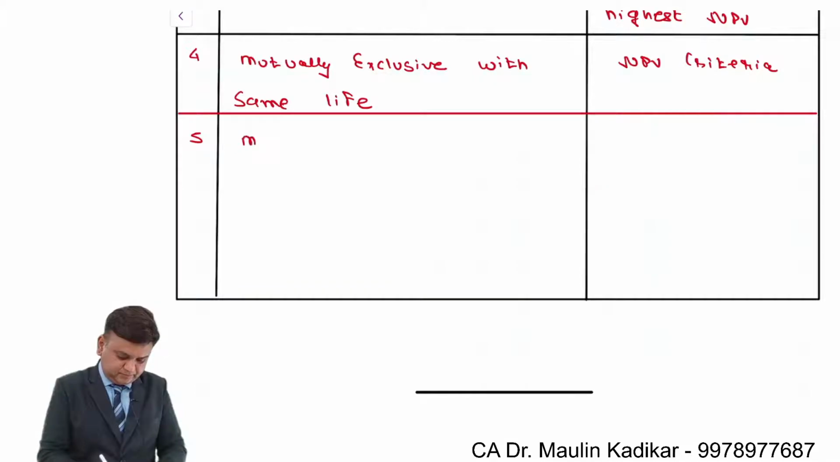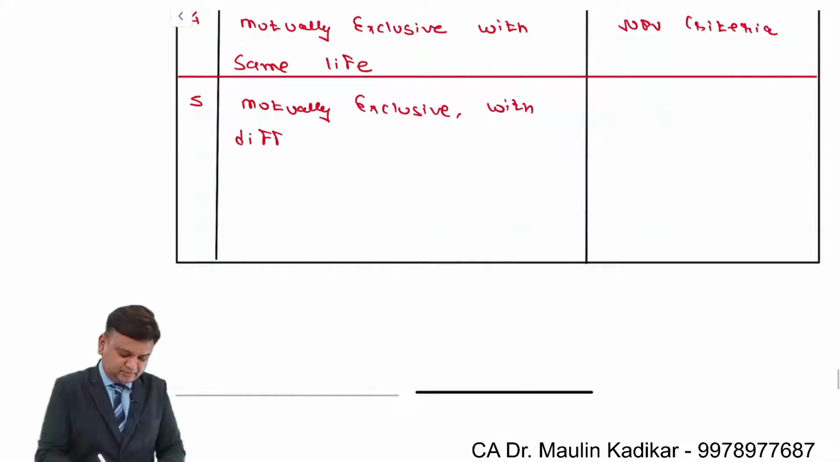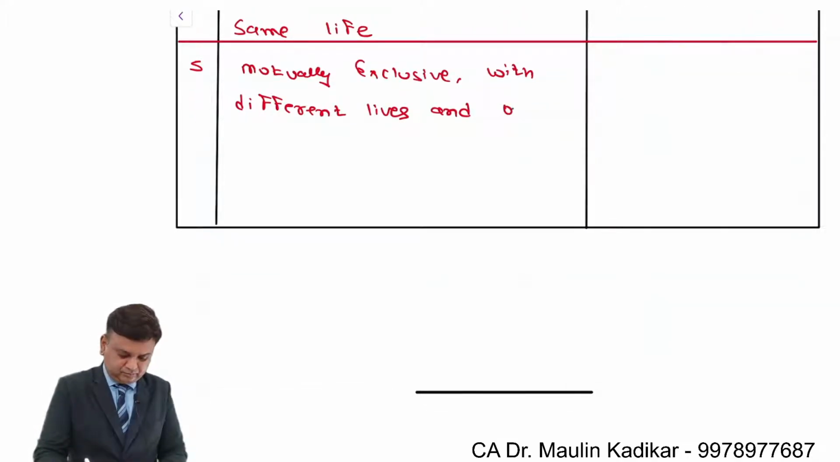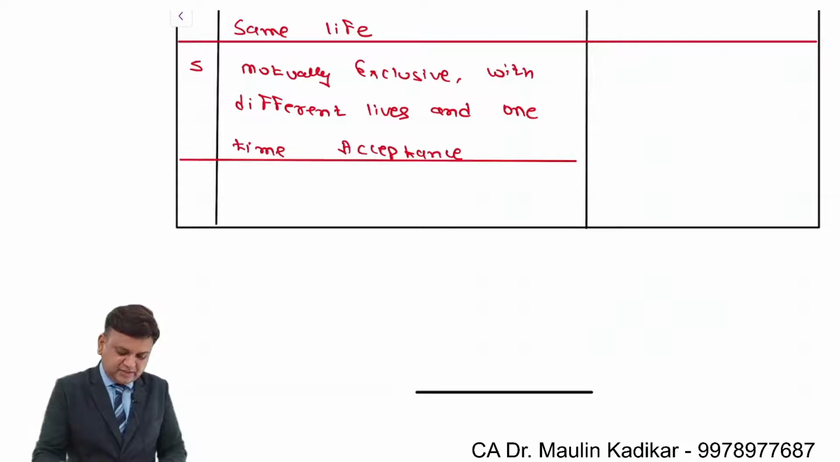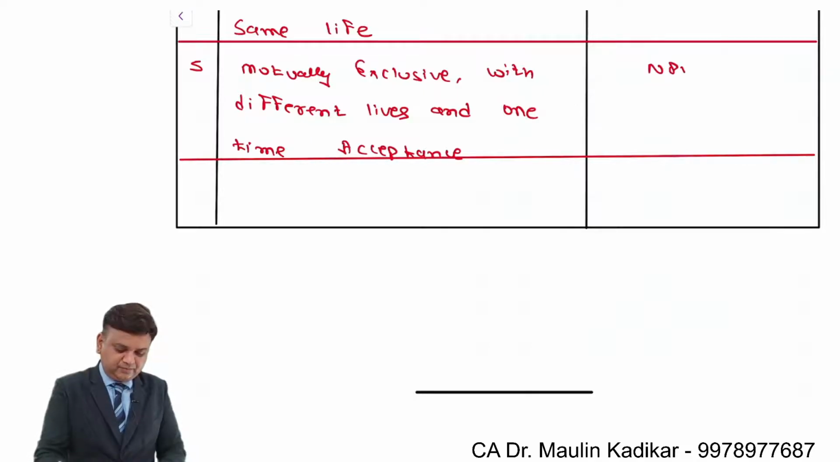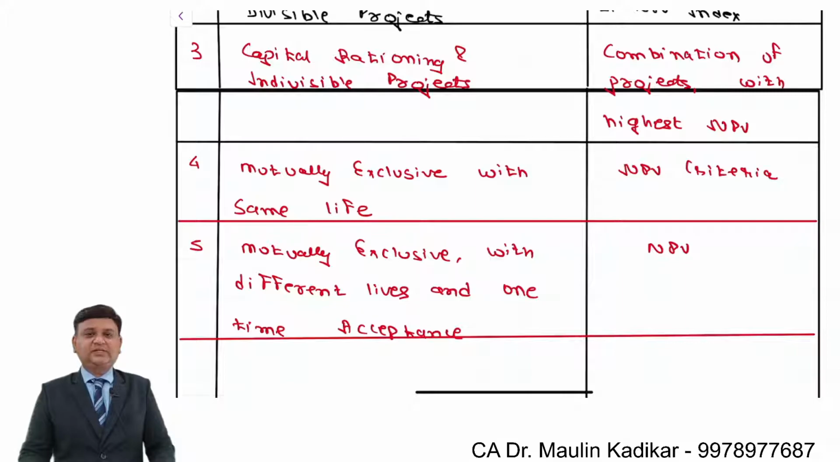Fifth, mutually exclusive, with different lives and one-time acceptance. Even in this case, we have to go with the absolute NPV. You don't have to see what is the time period over which this NPV is generated.